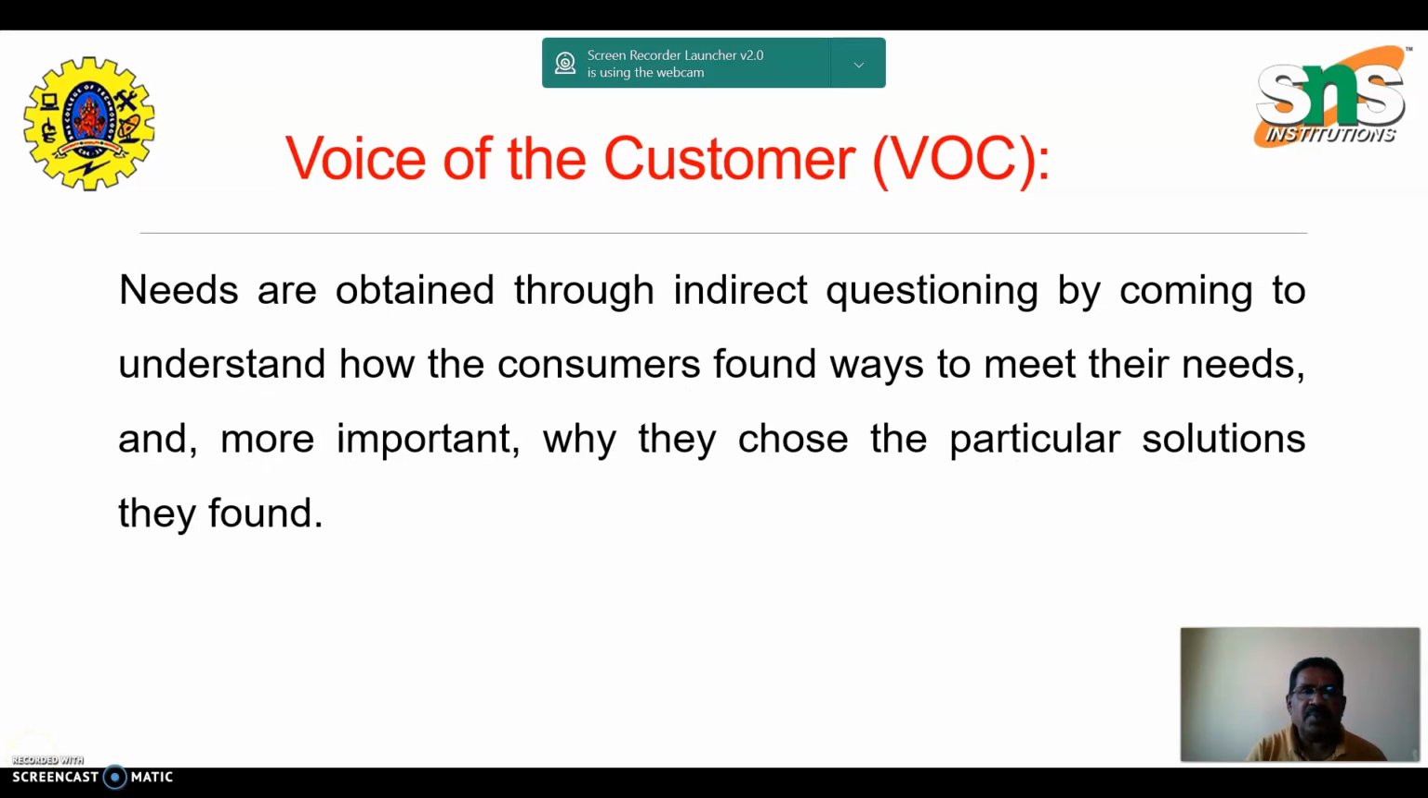Next, the needs are obtained through indirect questioning or by coming to understand how the consumers found ways to meet their needs. Some people will try and give some kind of solution to themselves, and more important, why they chose the particular solution. A simple example is what we have seen on WhatsApp, when there is an onion to be peeled. People have found that they require a mask for it, and for the mask they immediately find a helmet and put on the helmet. That's quite nice, and they found a solution to the problem.